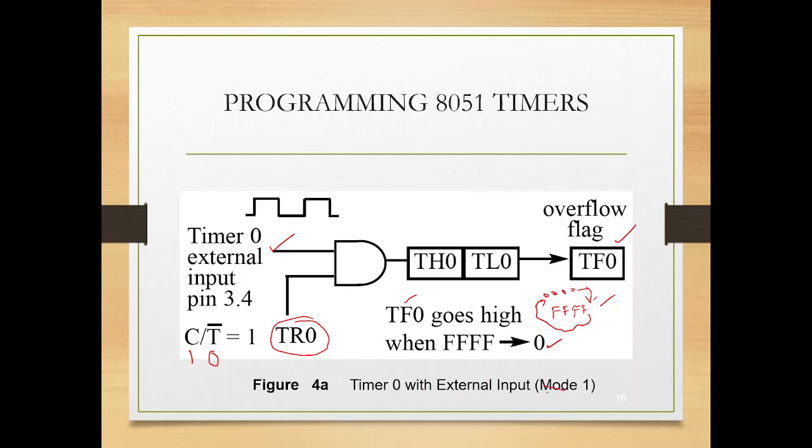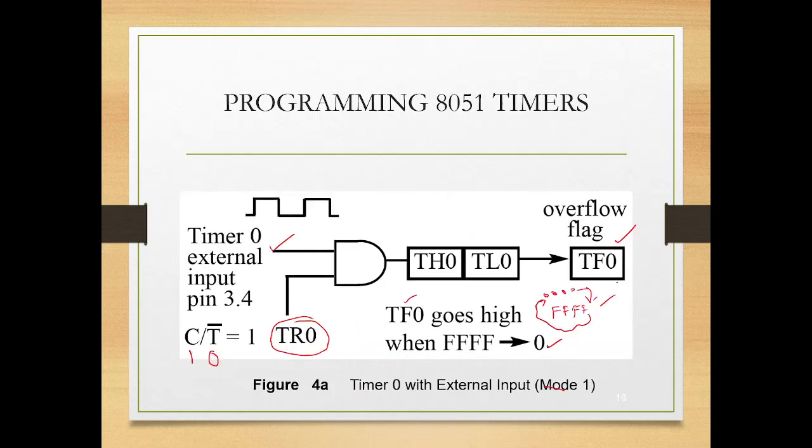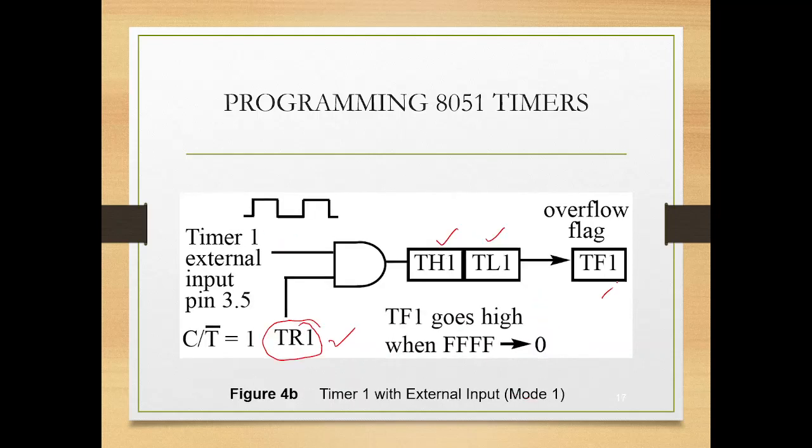Now if we observe the same for timer 1, the same connection applies. Instead of TR0, we have TR1 here. This is for timer 1, and here we have TH1, TL1 and TF1. In the previous diagram we had timer 0, and this one is for timer 1. In this way the hardware connection will be there.